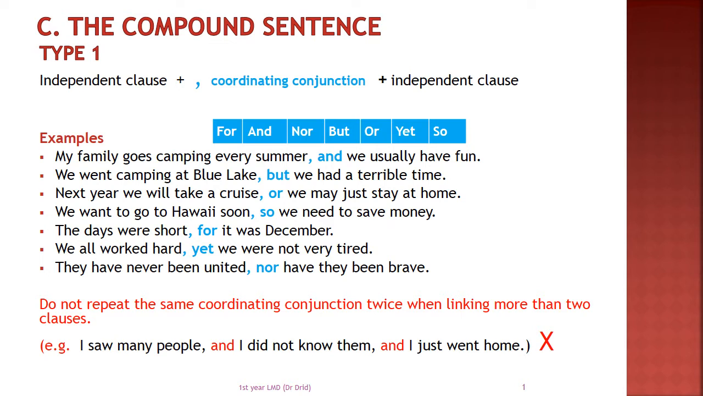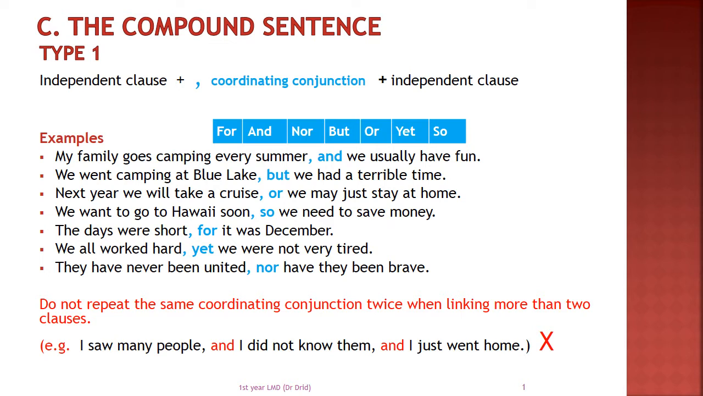The list of coordinating conjunctions includes the following: for, and, nor, but, or, yet, and so. In order to remember them, look at the first letter of each: F, A, N, B, O, Y, and S. Fun boys. Fun boys. This will help you to remember them. Now let's look at the meanings of the coordinating conjunctions. The meaning of and is addition.